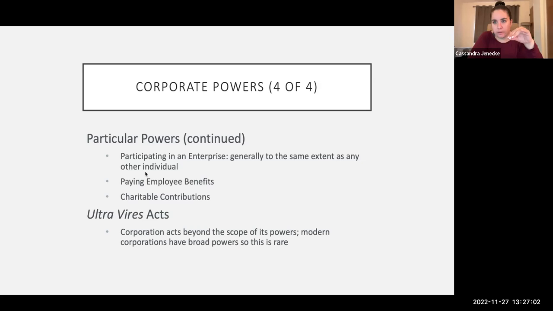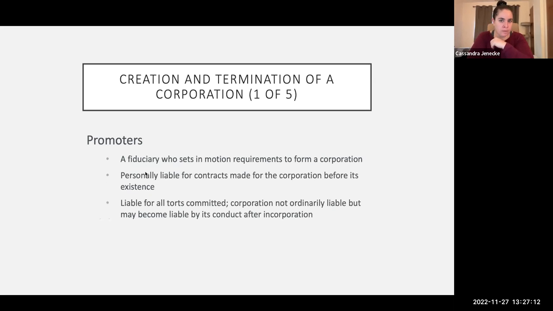So these are pretty rare at this point, but definitely something for you to think about when you look at older case law, like stuff from the 80s and before. Pretty frequent.